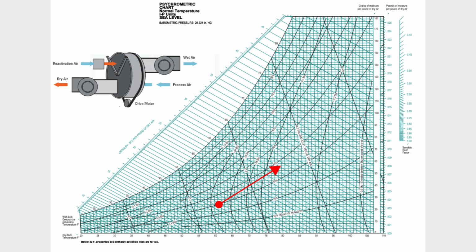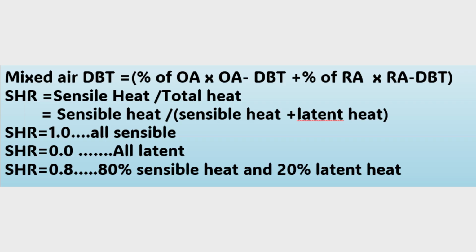When outdoor air mixes with return air, the mixed condition lands somewhere on a straight line between the 2 points. For example, if 25% outdoor air at 95 degrees mixes with 75% return air at 80 degrees, the mixed air will be close to 84 degrees.